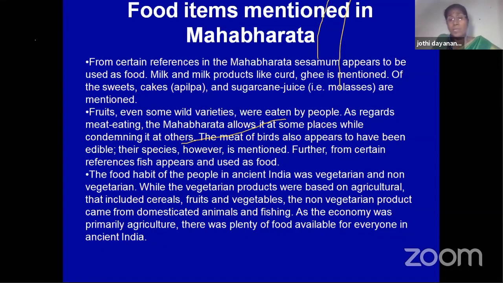While vegetarian products were based on agriculture, that included cereals, fruits, vegetables, non-vegetarian products came from domesticated animals and fishes. If you go to Brahmin families in West Bengal, they have a big pond in front of their house, and they cultivate fish in their own house and they eat. So Brahmins eat fish in Kolkata, and as a primary agricultural economy, there was plenty of food available for everyone in ancient India.